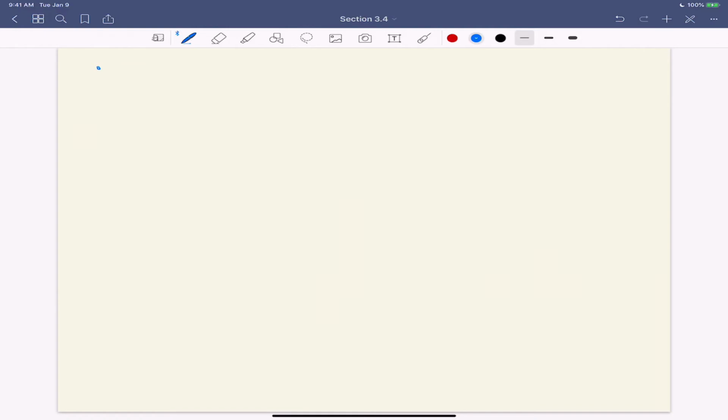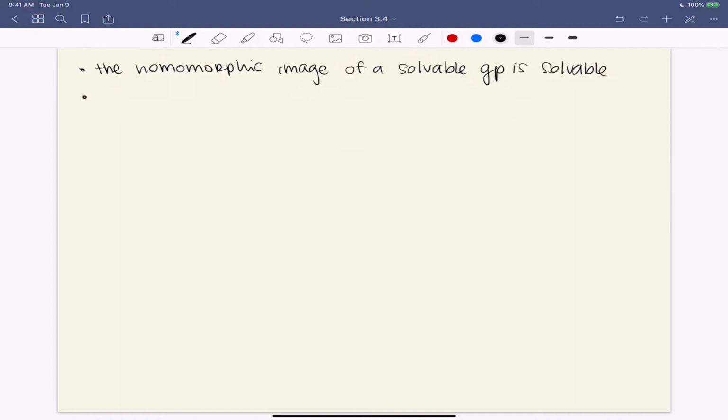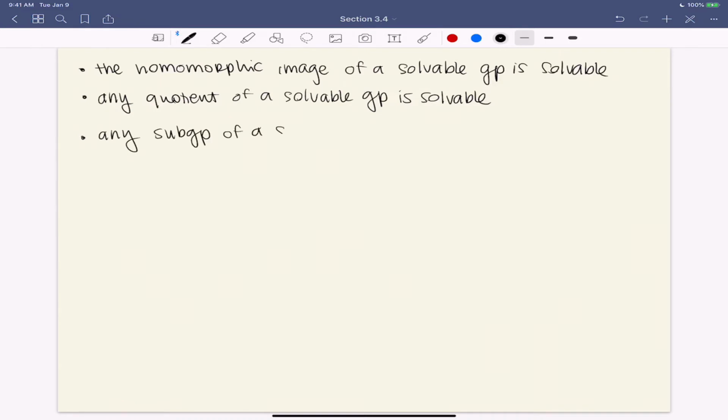The next fact that I want to say is that the homomorphic image of a solvable group is solvable. Any quotient, I mean any homomorphic image, is solvable. Any quotient of a solvable group is solvable. Any subgroup of a solvable group is solvable.